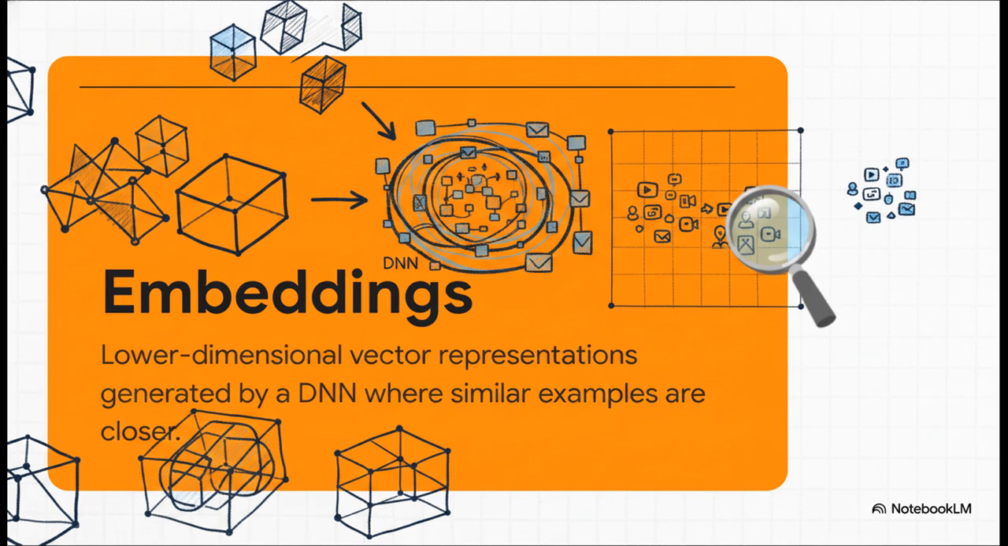Instead of manually combining features, we train a deep neural network to reduce our complex features into lower dimensional vector representations. The real beauty of these embeddings is that similar examples, say 2 YouTube videos covering similar topics and watched by the same users, naturally end up physically closer together in this mathematical space. It's a real game changer.